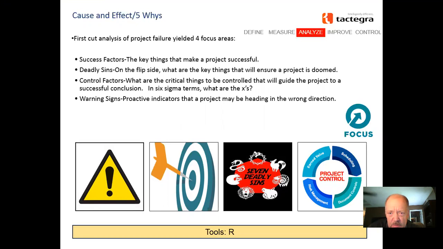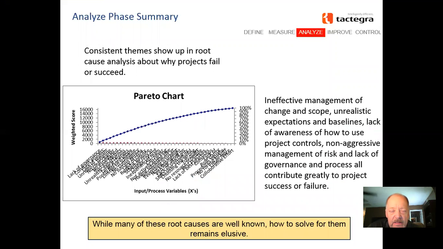So we took these themes and continued to build on them as we moved from analyze into improve. In the analyze phase, we found that the things you would see here are things people would readily say: scope management, setting expectations, lack of use of project controls, no management of risk or non-aggressive management of risk. I think all those root causes are well known; how to solve for them maybe isn't known. So we wanted to take the Six Sigma DMAIC approach and say, now that we feel we have the root causes, what are the countermeasures for them?